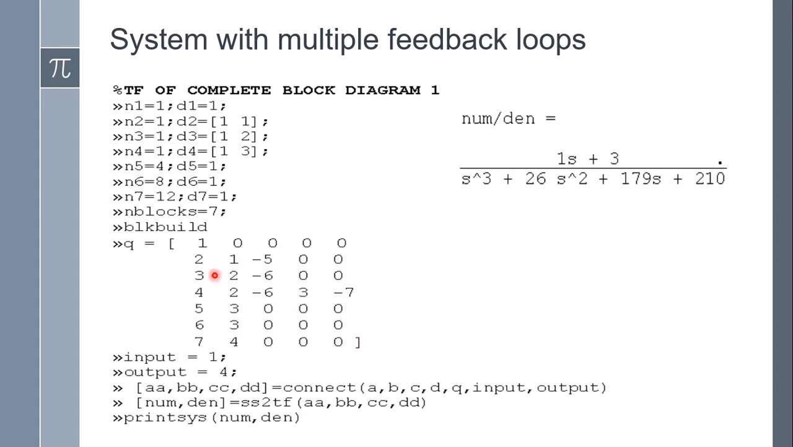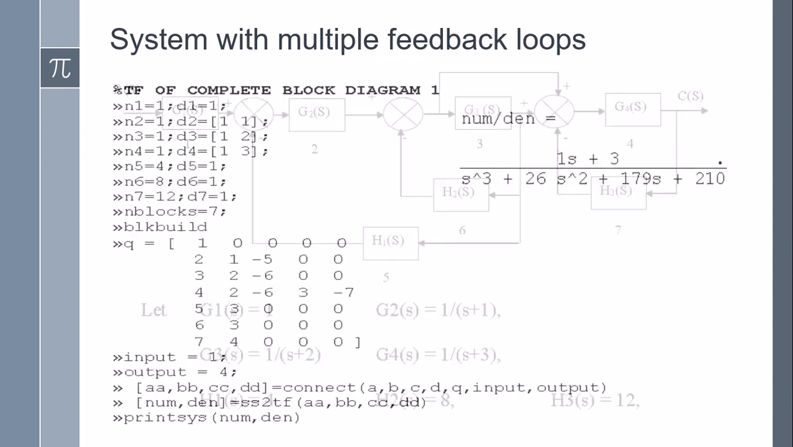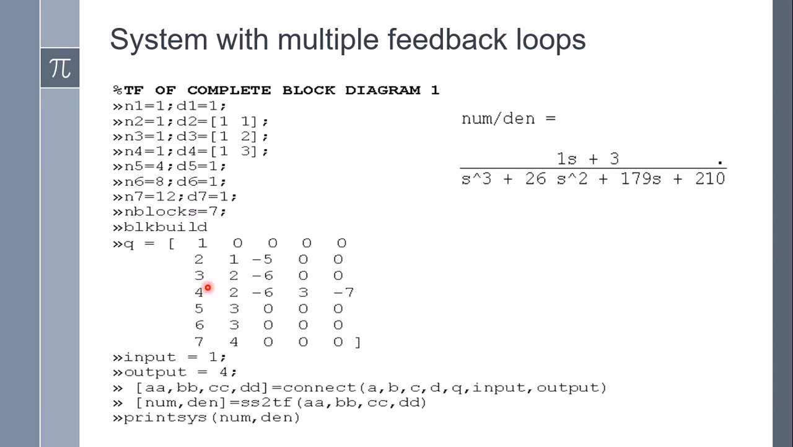In a similar fashion it is performed. So how many rows and how many columns does Q have? The number of rows in the Q matrix is equal to the number of blocks present in the system. The number of columns, other than the block number column, is equal to the maximum number of interconnections available in the given system. In this system only block 4 receives the maximum number of inputs, that is 2 inputs, 3 inputs, 4 inputs. So that's why we have 4 columns indicating the interconnection.